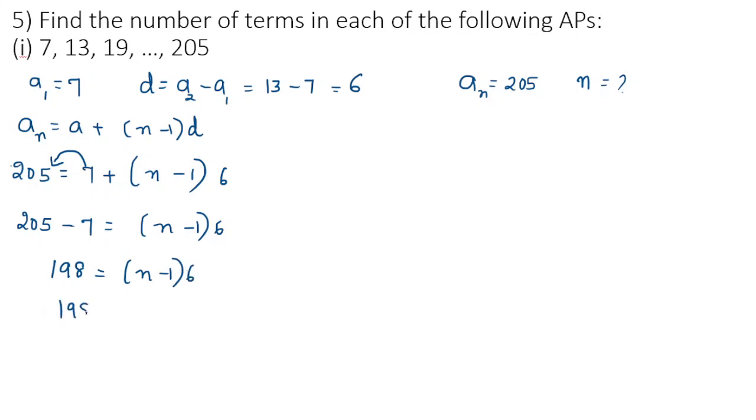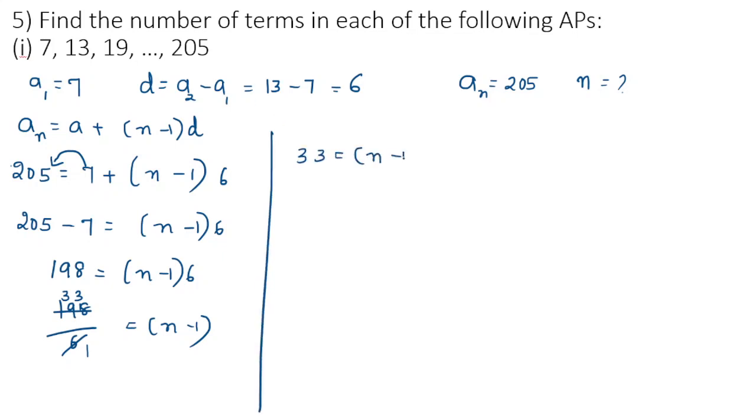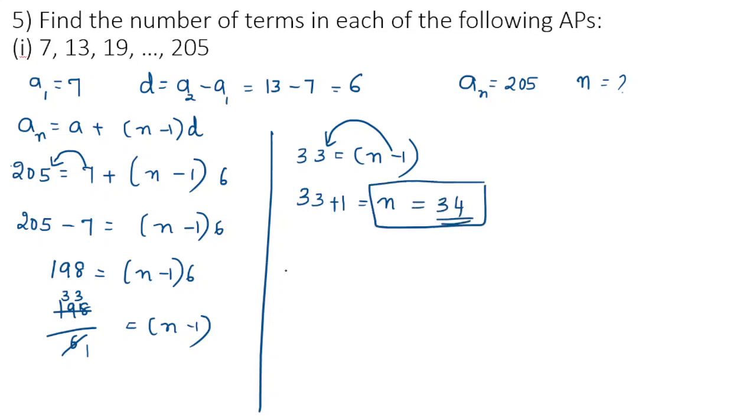Now we transfer this 6 to the other side, so it becomes division. 6 3s are 18, and 1 remains, again 18, 3s are 33. So now what we got? 33 is equal to N minus 1. This minus 1 goes to the other side. 33 plus 1 is equal to N, which means 34. N value is 34. What we have to write?